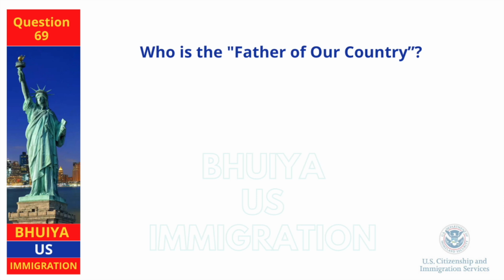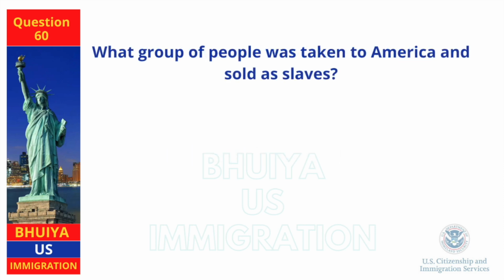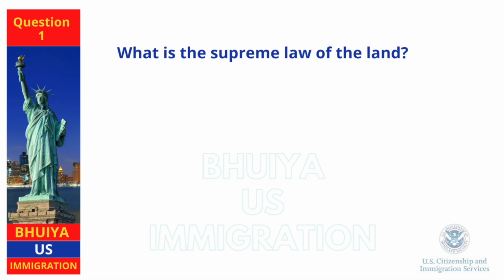Who is the father of our country? George Washington. What group of people was taken to America and sold as slaves? Africans. What is the supreme law of the land? The Constitution.